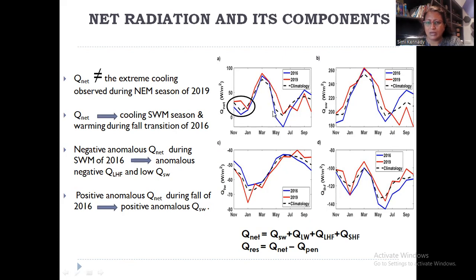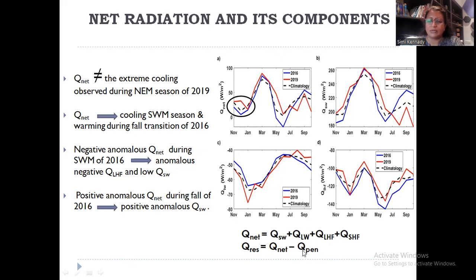And in 2016 the net heat flux supports the intense cooling, and net heat flux is not supporting that much cooling during the southwest monsoon season. And later in the fall transition months, the net heat flux is supporting a warming, but SST has not captured this intense warming much. And that is due to one term called the penetrating component that is lost below the mixed layer depth.